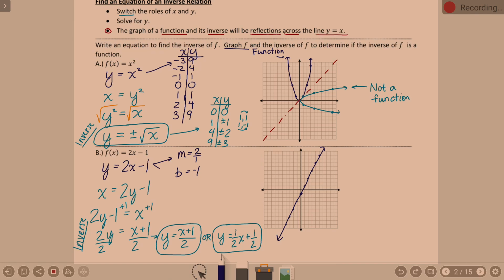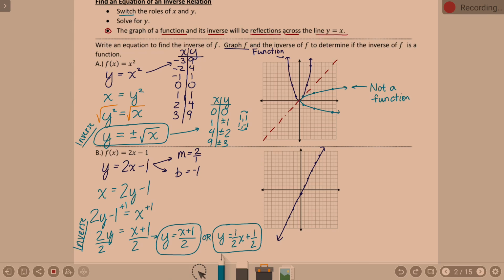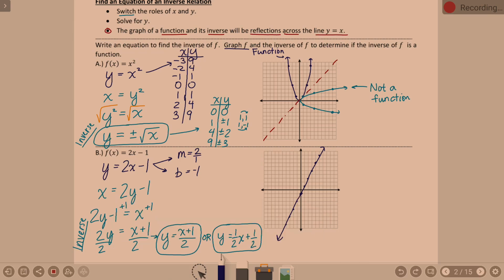Okay, so that was my original function, original graph. Hey, while we're at it, is it a function? Yeah. It's a straight line. Each x is going to pair with one y. It passes the vertical line test. So yes, it is a function. Put that on the other side. Okay.